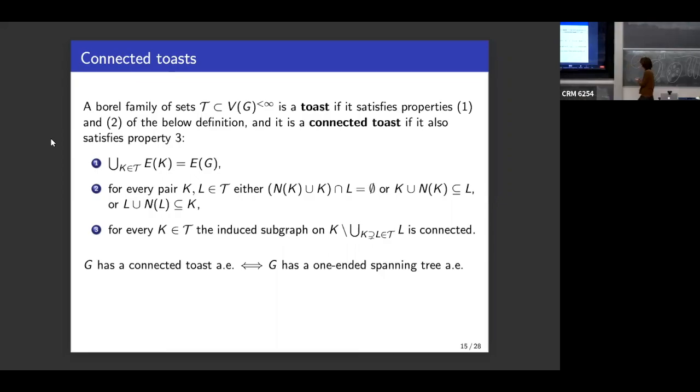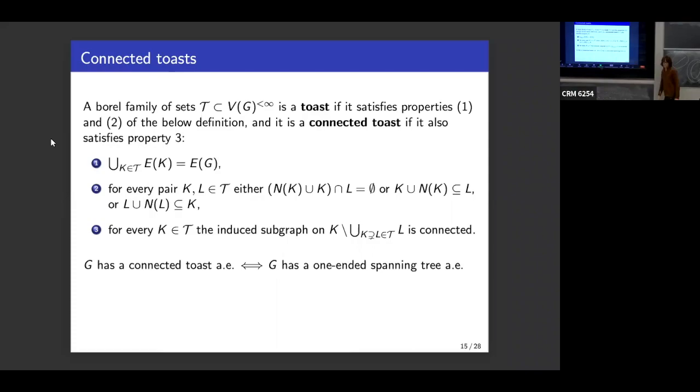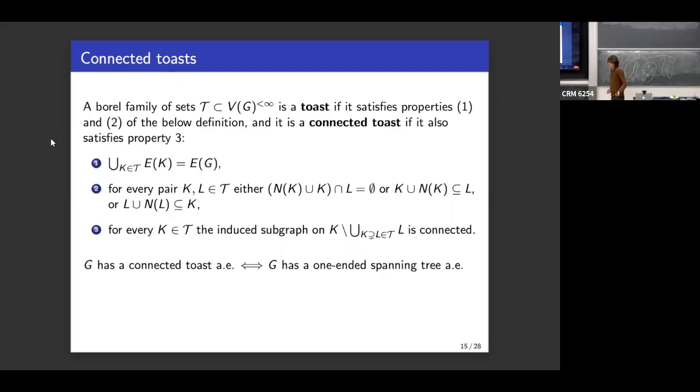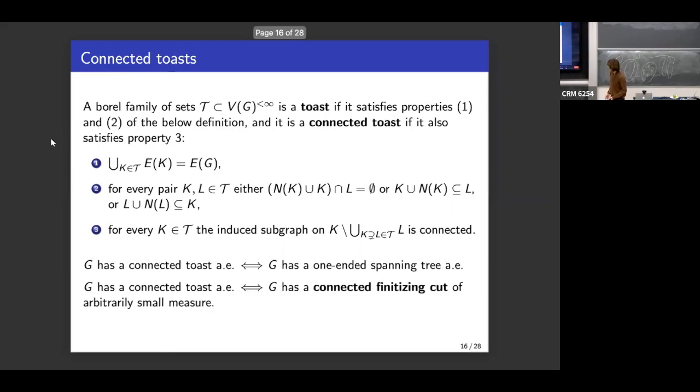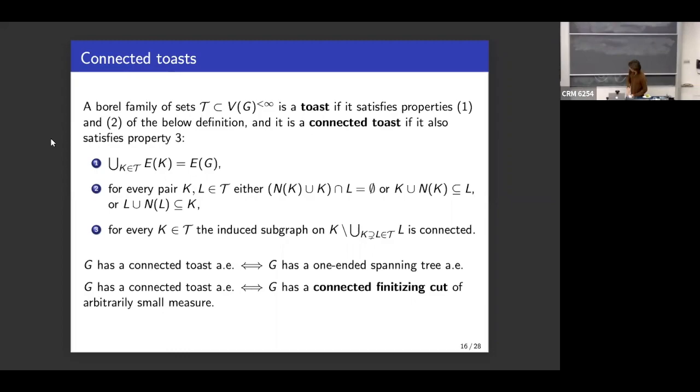So if you want to find one-ended spanning trees, our real goal is going to be to find these connected toasts almost everywhere. How are we going to find connected toasts almost everywhere? Well, the way you find normal toasts is by thinking about finitizing cuts. The way we'll find connected toasts is by thinking about connected finitizing cuts. We'll just add the word connected everywhere and everything will work out. So let me explain what a connected finitizing cut is. A connected finitizing cut is going to be some Borel subset.